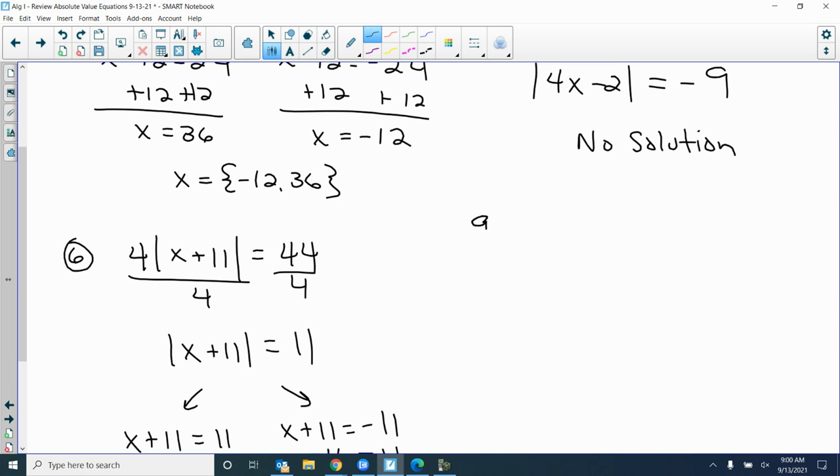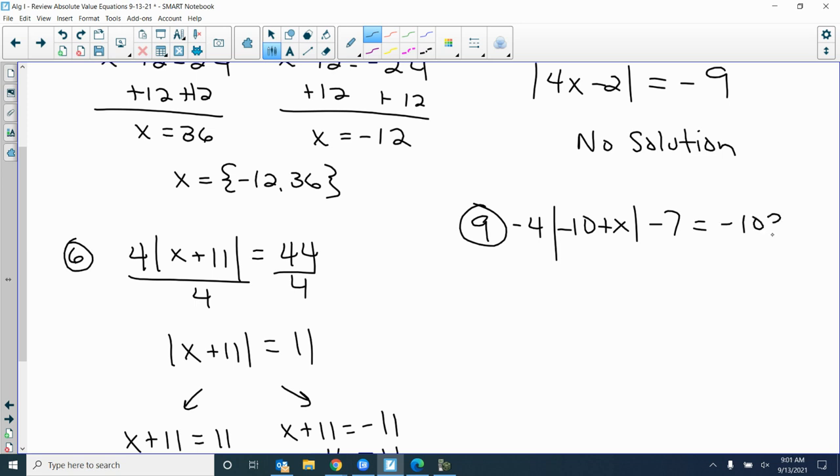Number 9, I will go through that one. All right, let's do 9. Go ahead and write that one down. Alex, help me out here. -4, absolute value of, what is it? -10 plus x? Yep. And then what? -7. Equals?